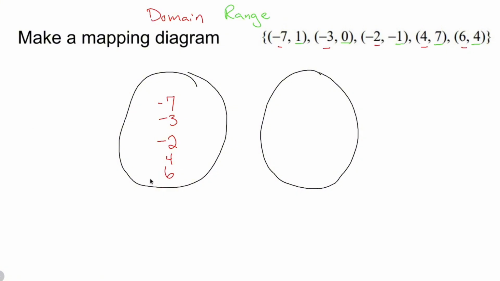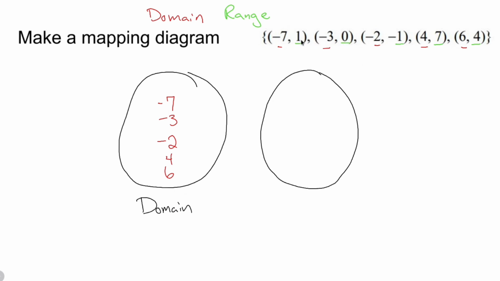Okay, now what I didn't do is I didn't label this first bubble. I'm going to label it domain. You're going to have other teachers that might label this input, but I'm going to stick with domain because that's more Algebra 1, whereas input is more like 8th grade math. It all depends. Okay, now in the second bubble, I'm going to write these out in order too.